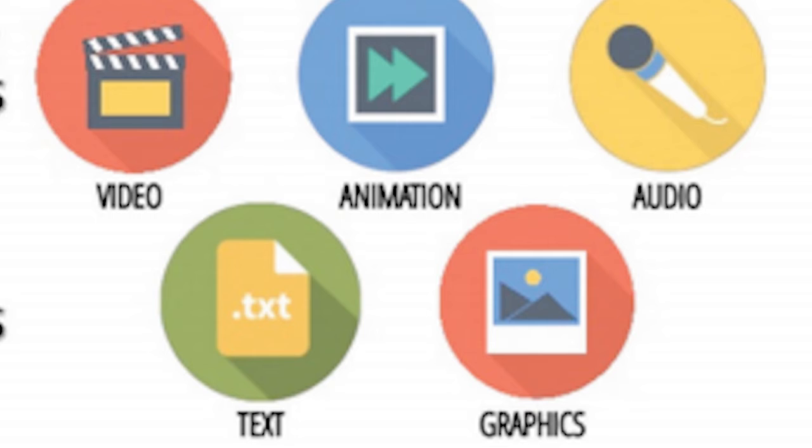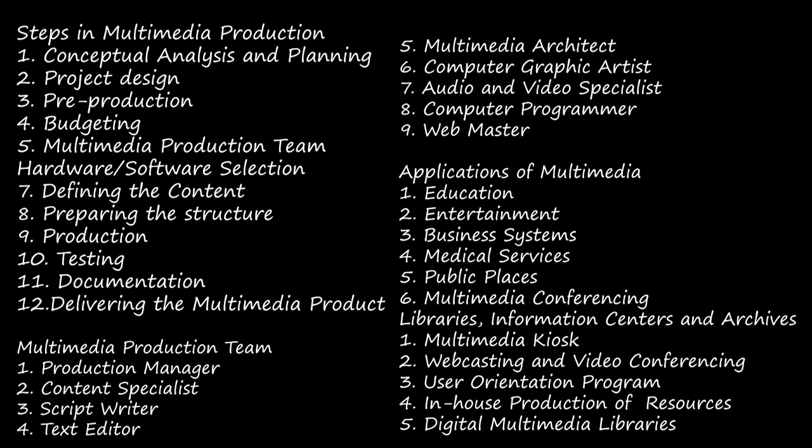And then we saw the steps in multimedia production. What are the steps? Conceptual analysis and planning, project design, pre-production, budgeting, multimedia production team, hardware and software selection, defining the content, preparing the structure, production, testing, documentation, and at last delivering the multimedia product. These are the steps in multimedia production.